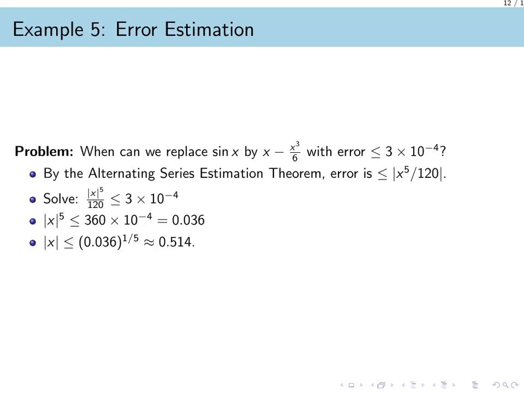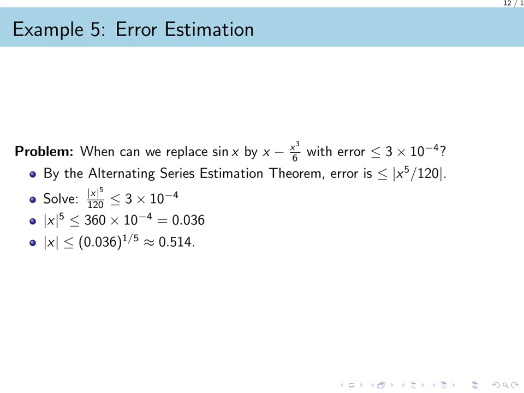Let us apply the alternating series estimation theorem to a practical problem: finding the range of x values where we can confidently approximate the sine of x. Our goal is to find when we can replace the sine function with its third-degree polynomial, x minus the quantity x cubed over 6, and have an error no greater than 3 times 10 to the power of negative 4.